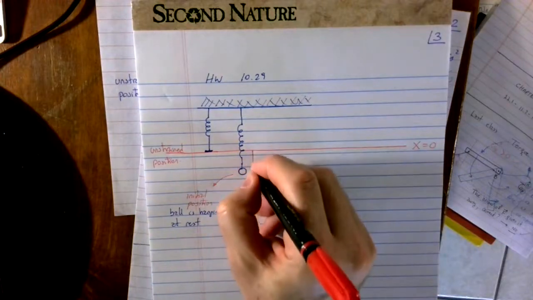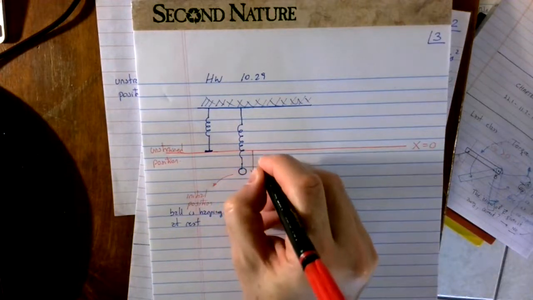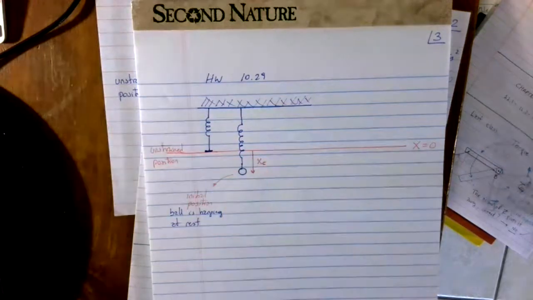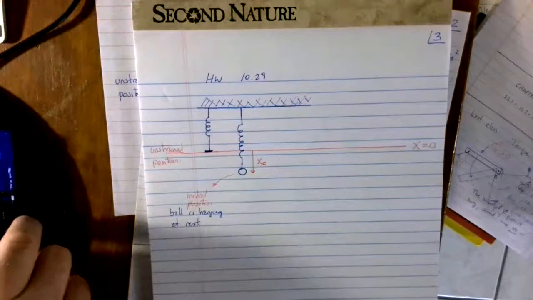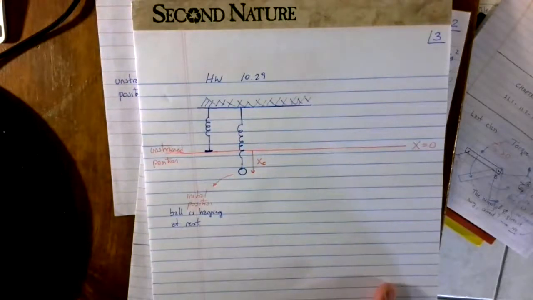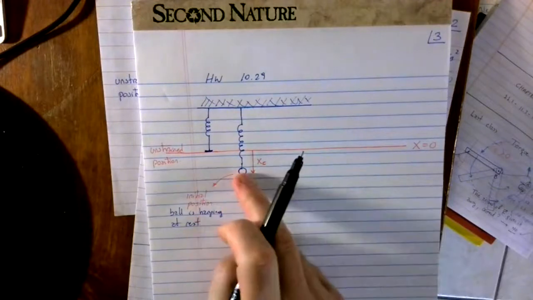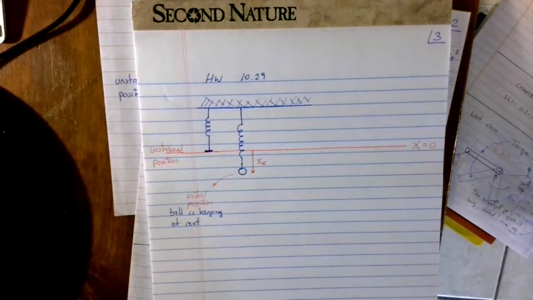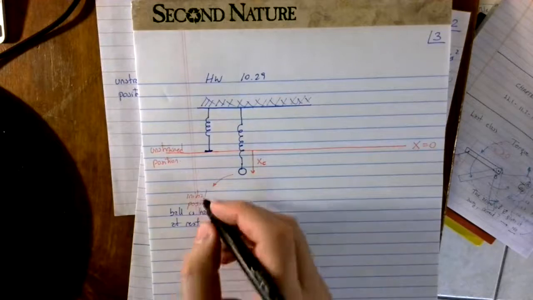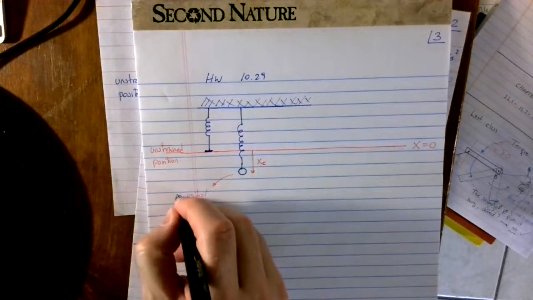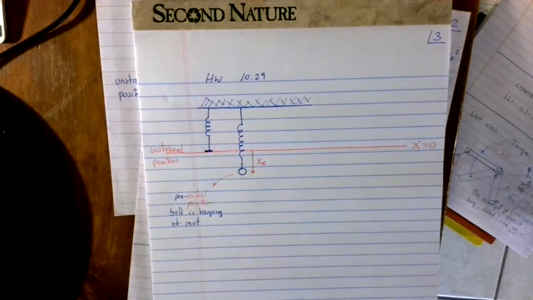So this is now a new position, let's call it XC. And this is something that, in principle, we need to calculate because it's not given here. Well, that's not even the initial position. So let's see what happened there. Now, the object is pulled 0.2 meters downward and released from rest. Let's call this the pre-initial condition.